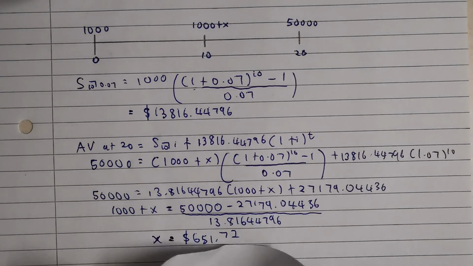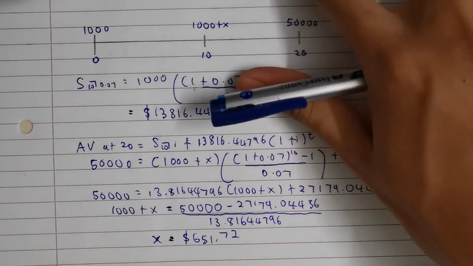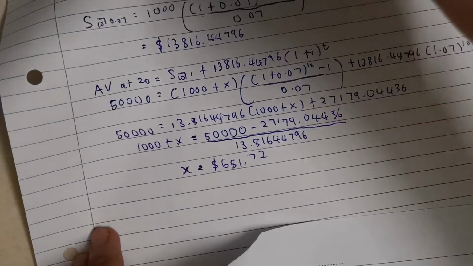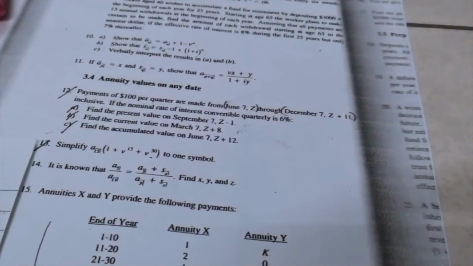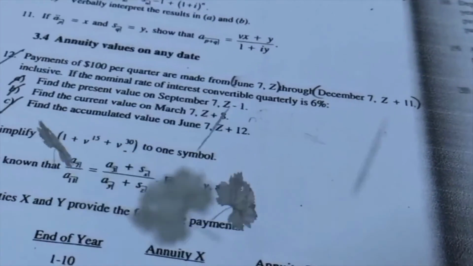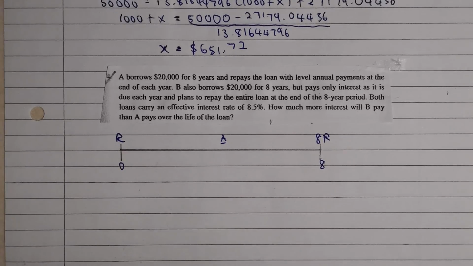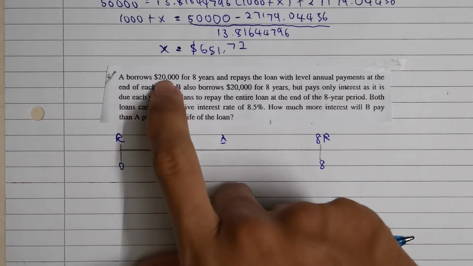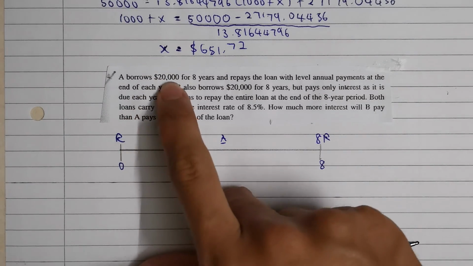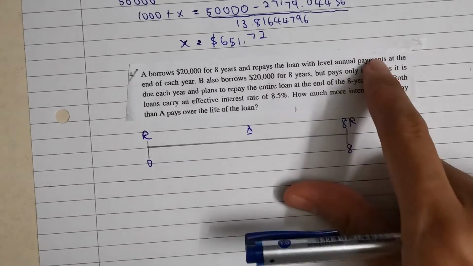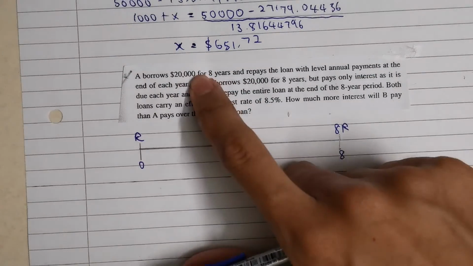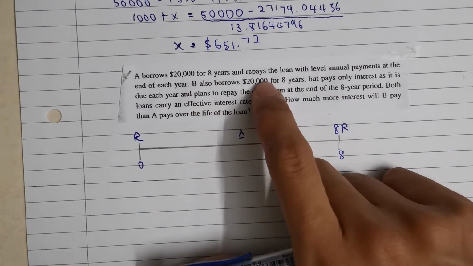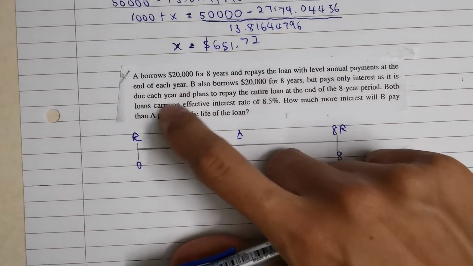We are moving on to question 4. Hello, welcome back. We are now in question 4. So there are two people. First, A borrows 20,000 for 8 years and repays with a level payment. And B also borrows 20,000 but pays only interest due each year.